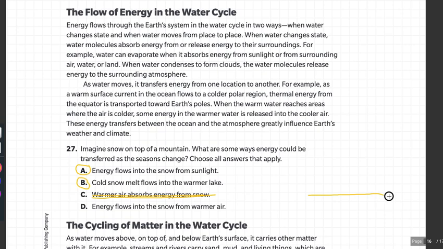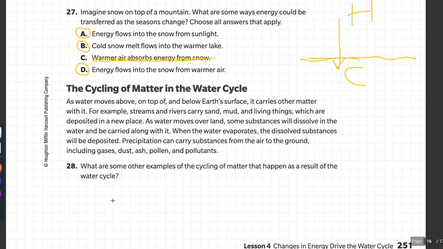The snow is cold, right? And the air is hot. So the energy would be going from the air to the snow. The cold snow would be absorbing the heat from the air. It's the other way around. Energy flows into the snow from the warmer air. Oh, and that's what we just described. So C and D are opposites in this example.